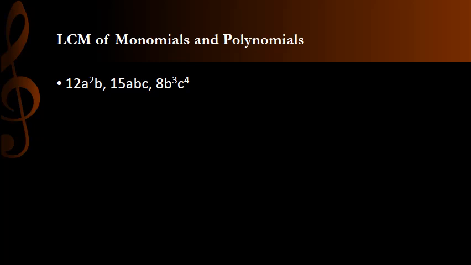Now these variables that are raised to exponents, this is kind of the easy part of this. It's taking each one of those raised to the highest power. So we're going to deal with that first. We're going to end up here with a squared b cubed c to the fourth. There's our a squared, there's our b cubed, there's our c to the fourth.